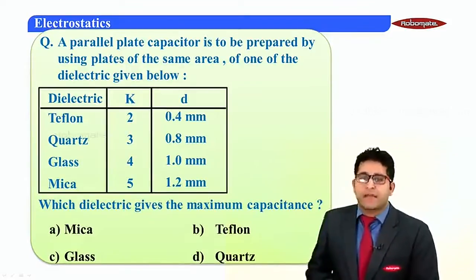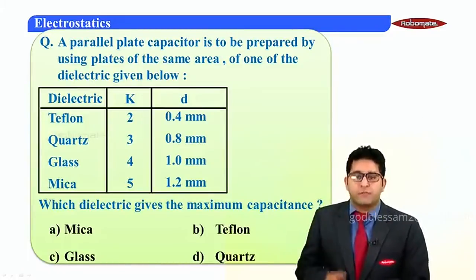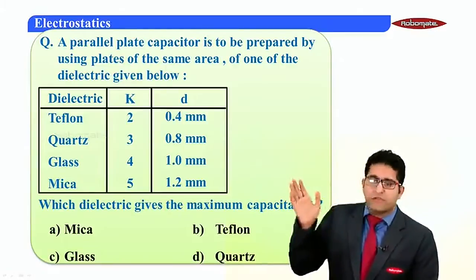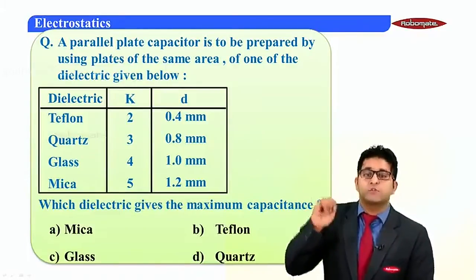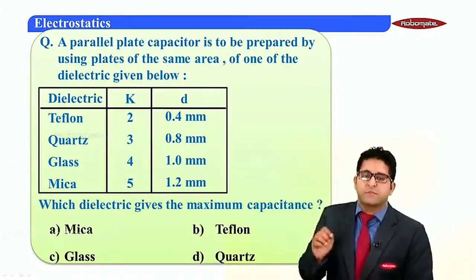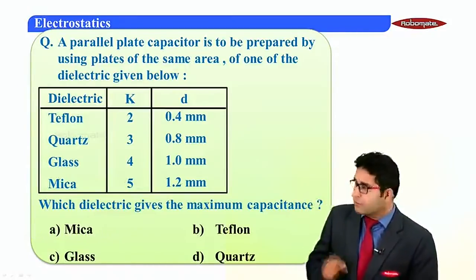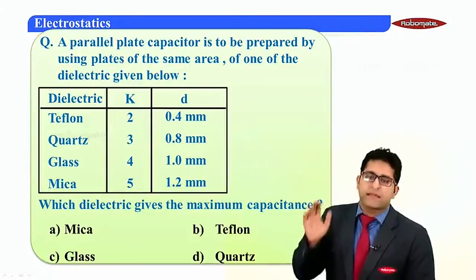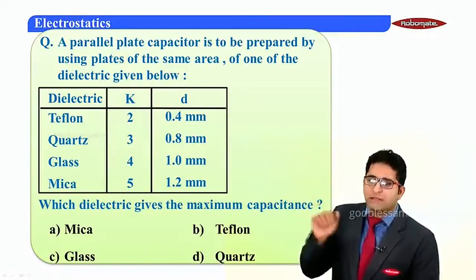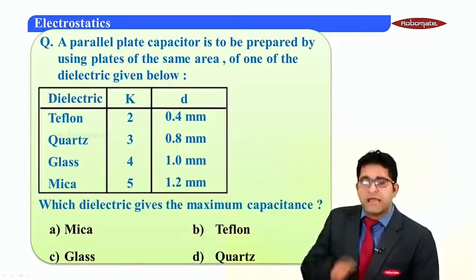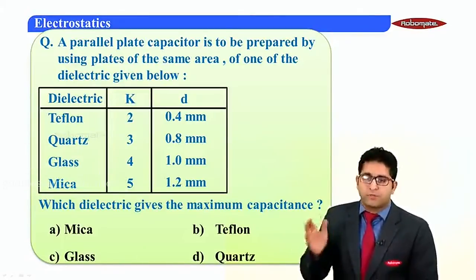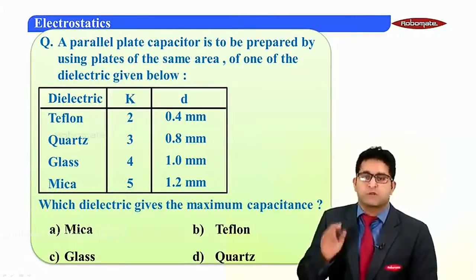It says a parallel plate capacitor is to be prepared by using plates of same area of one of the dielectrics given below. Here we are provided with the dielectric, the value of K is given, and the distance of separation to be taken is also given. For Teflon, K is equal to 2 and the distance of separation is 0.4 millimeter. For quartz, K is 3 and the distance of separation is 0.8 millimeter. Similarly, we are provided with values for glass and mica. We are asked which dielectric gives the maximum capacitance. The options are A mica, B Teflon, C glass, and D quartz.